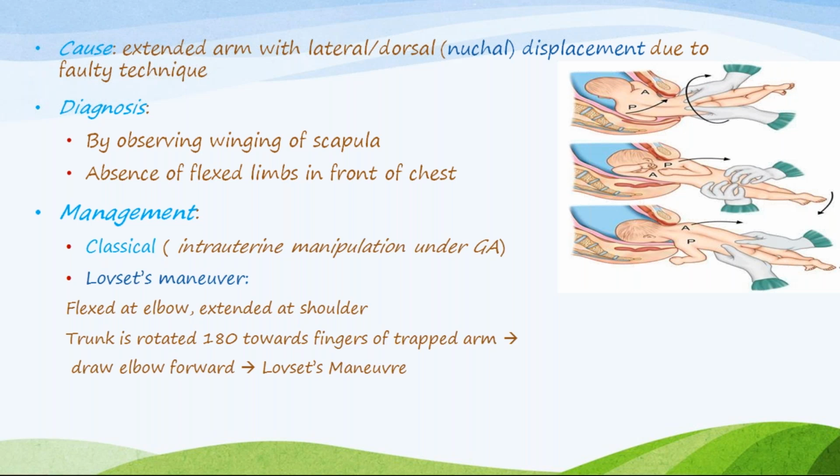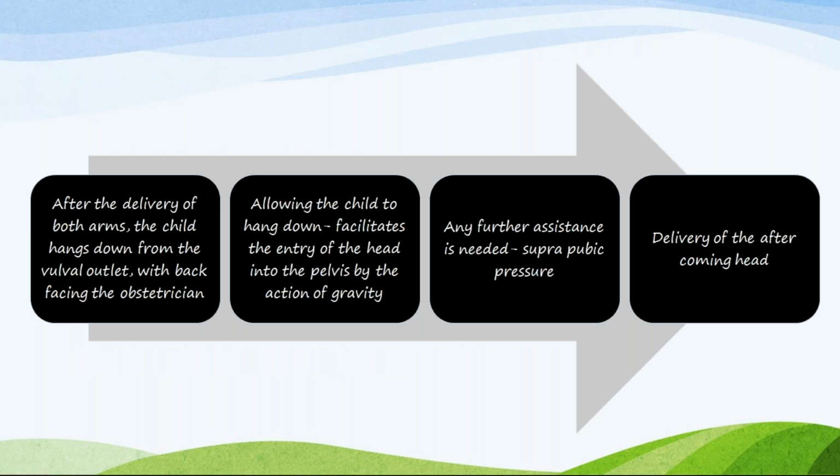The Lovset maneuver is to hold the baby outside and rotate the baby once, so the limb will come to the anterior side. Then you look and bring it out. Again in the opposite direction, when both arms are extended, rotate again so the arm comes to the anterior side. Then you bring it out.